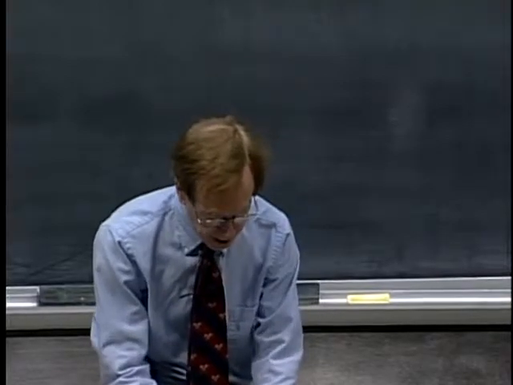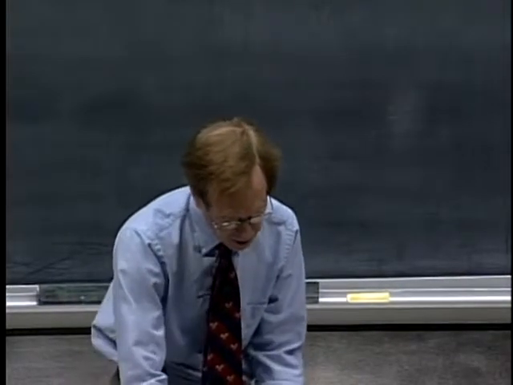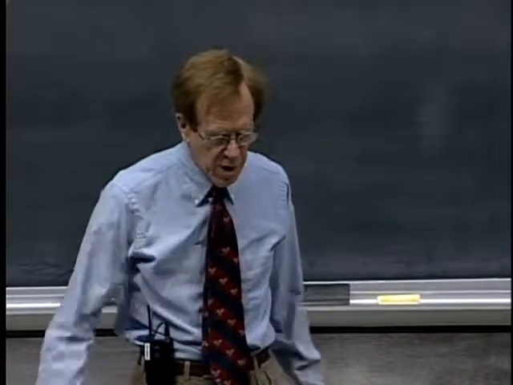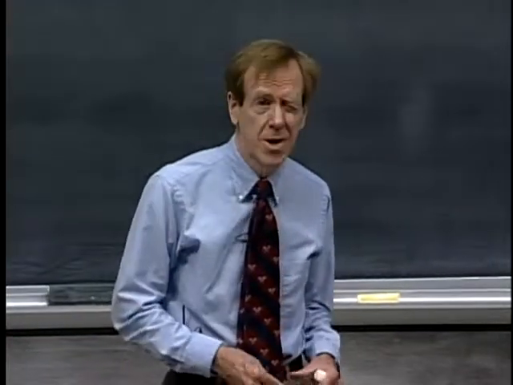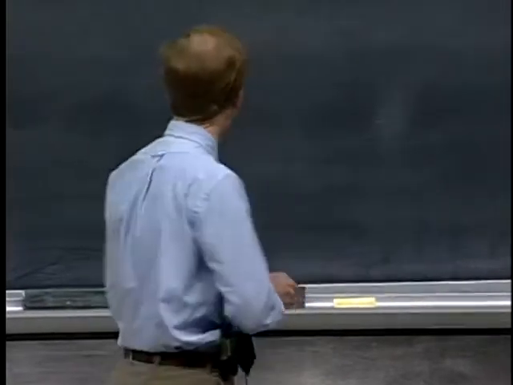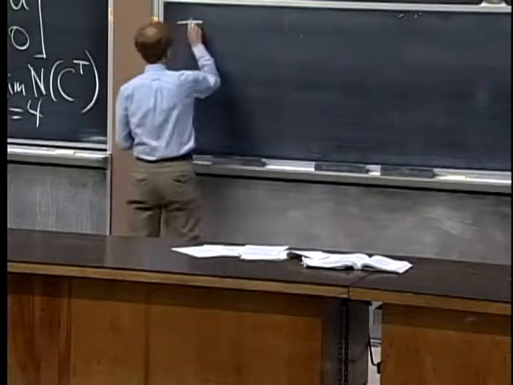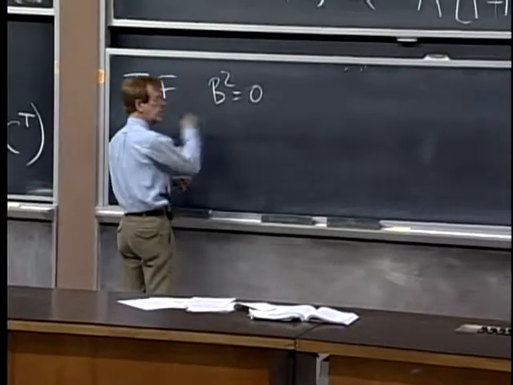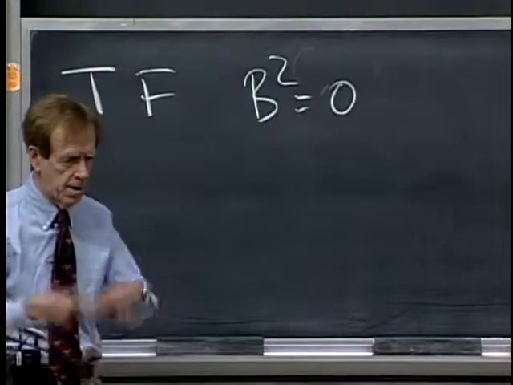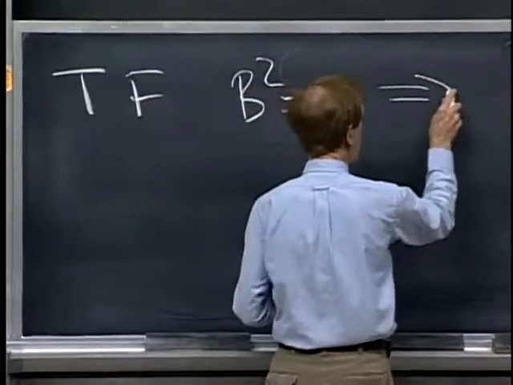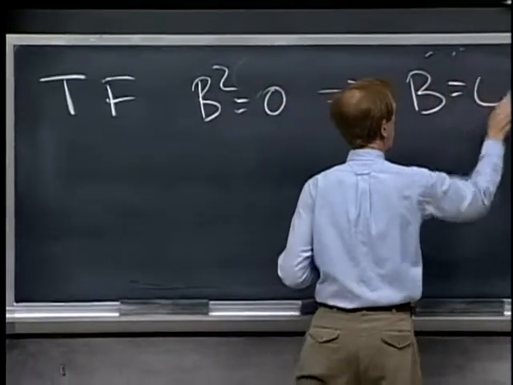Okay. So, another true-false. If b squared equals 0, then b equals 0. True or false? B squared equals 0, b has to be a square matrix so that I can multiply by itself. Does that imply that b is 0?